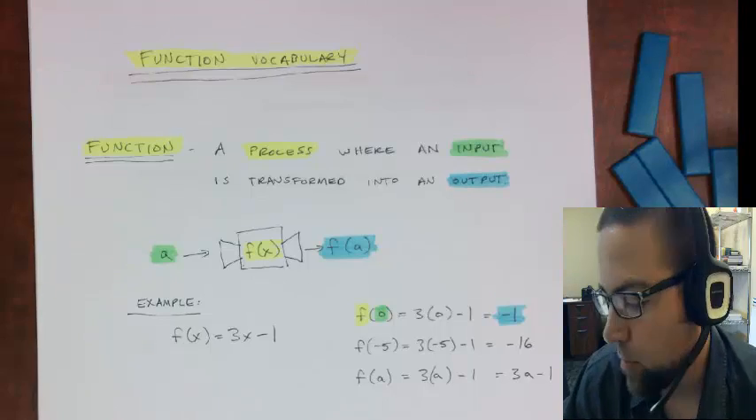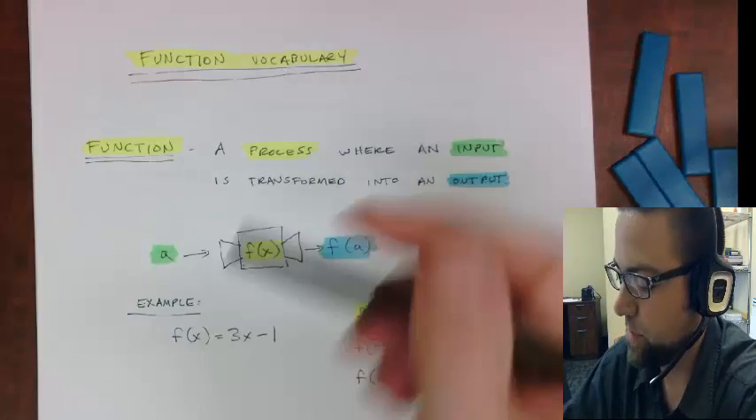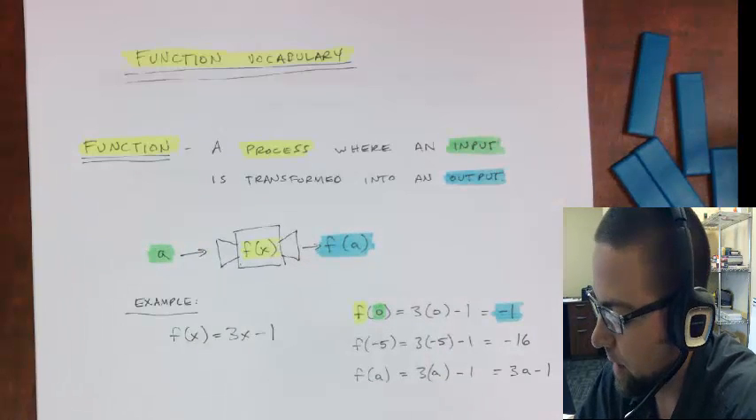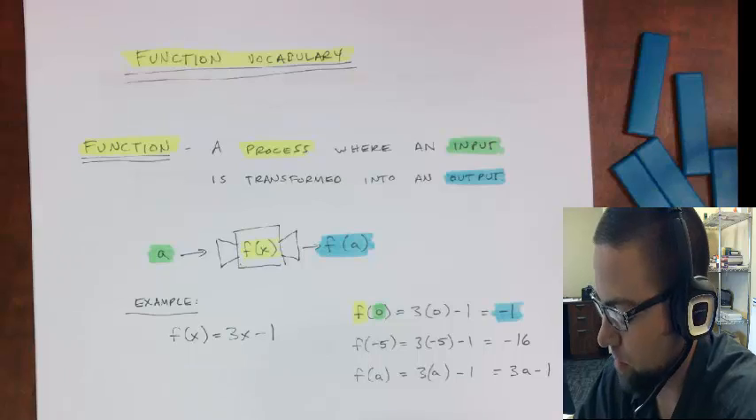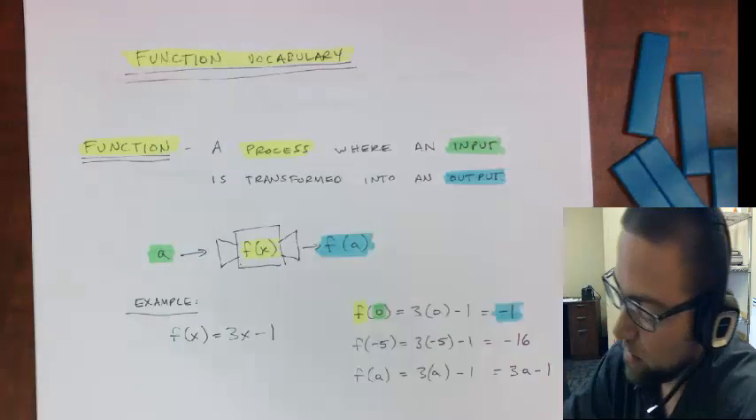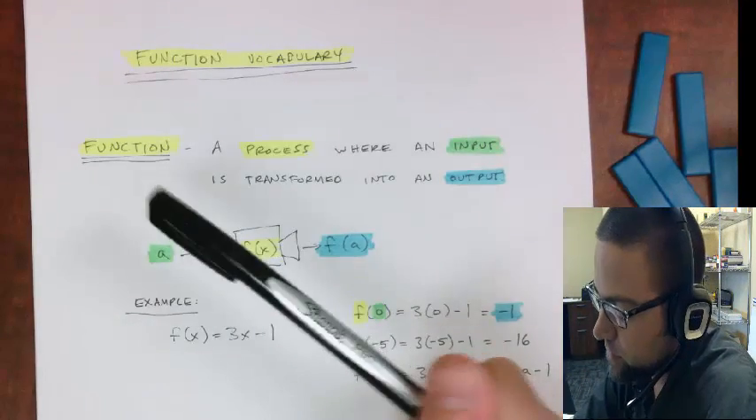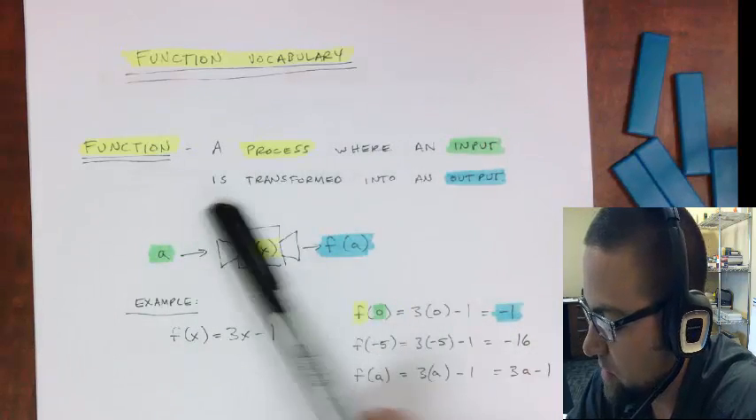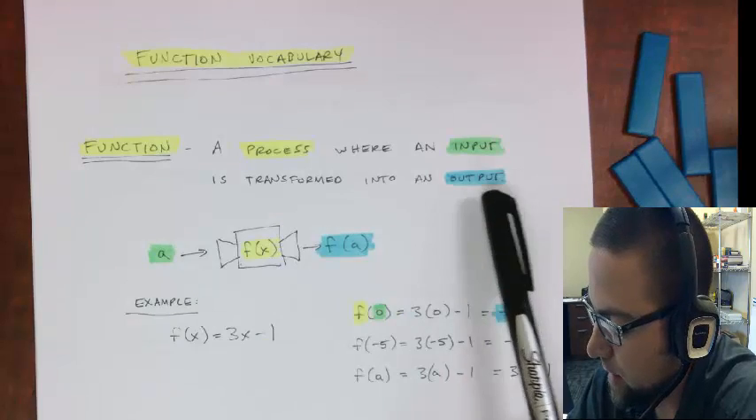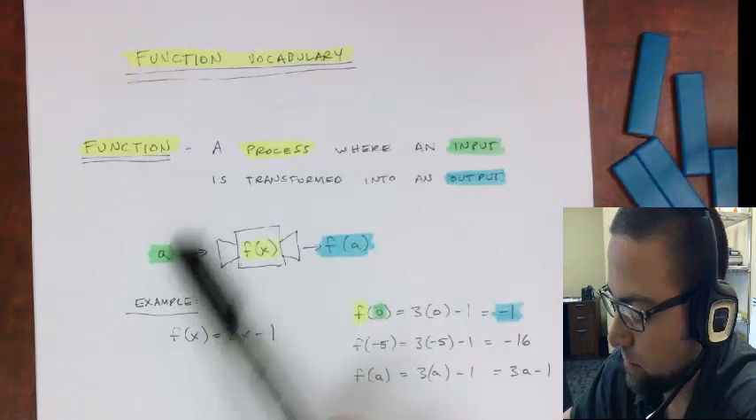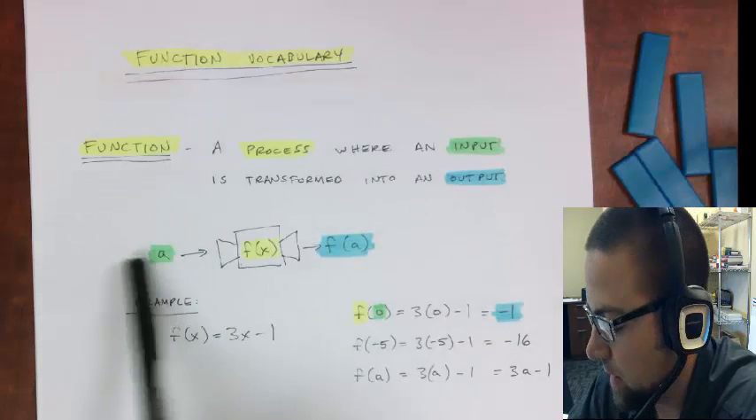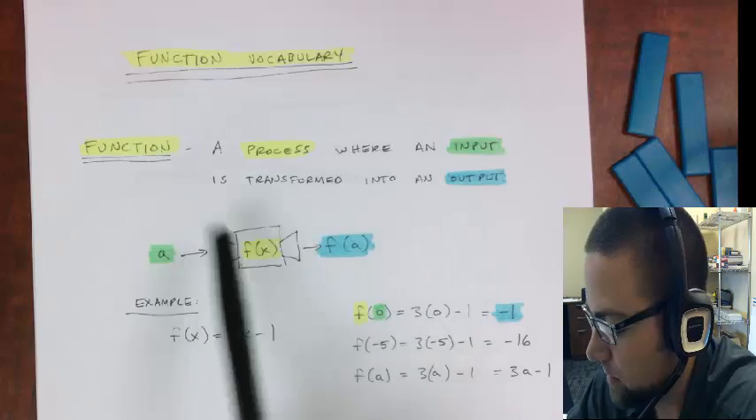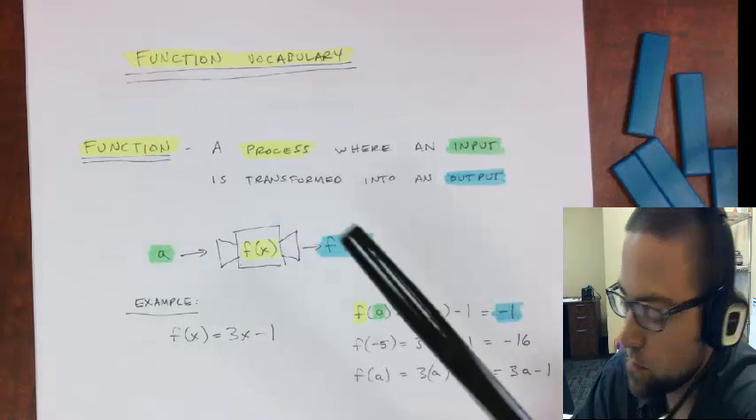Okay, we're going to talk about the vocabulary of this section, which is what is a function and how does a function and a relation work in mathematics. First up, the definition of a function is that it's a process where an input is transformed into an output. A lot of people think of it as kind of like a machine. You put something in, a process happens, and you get something out. One thing goes in, one thing comes out.